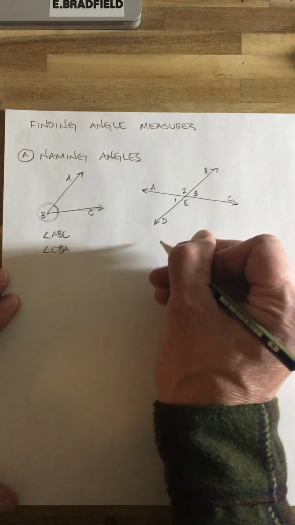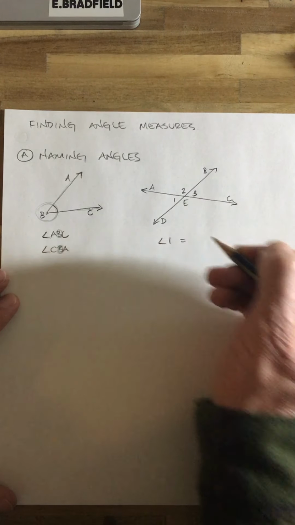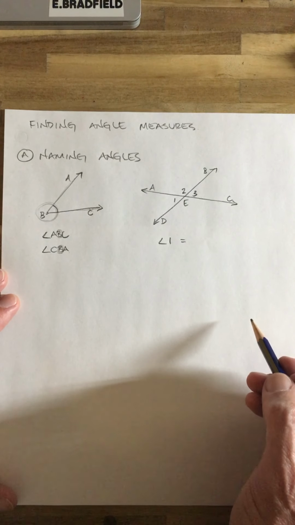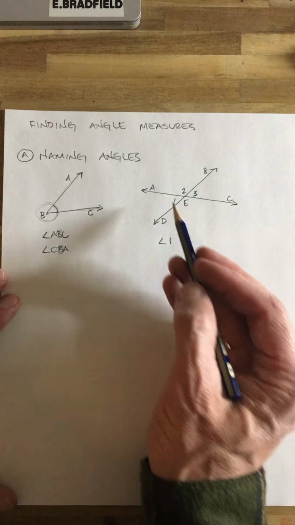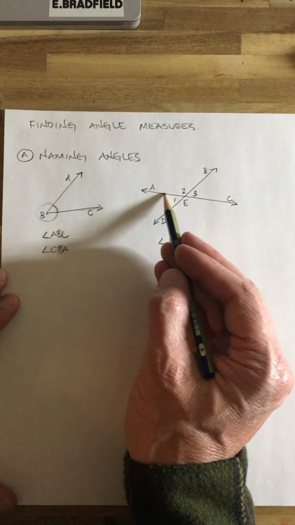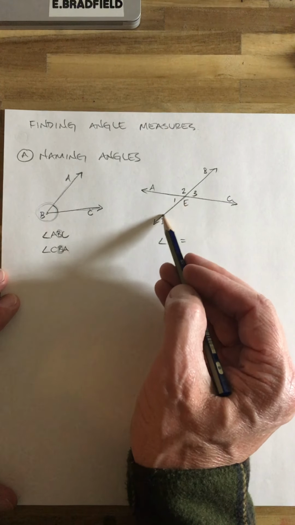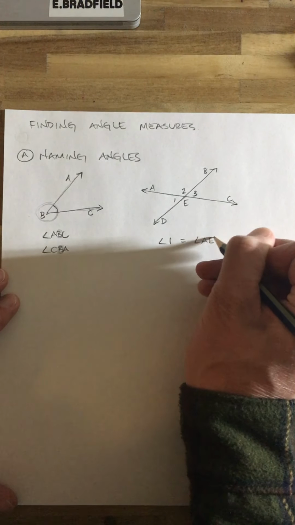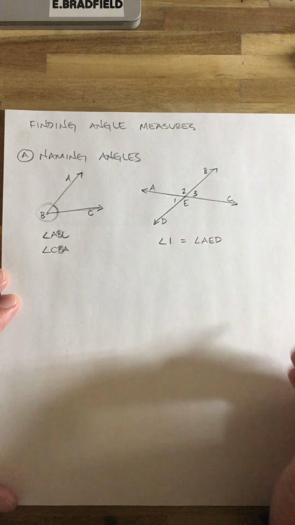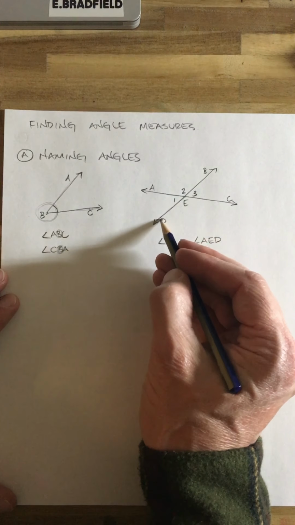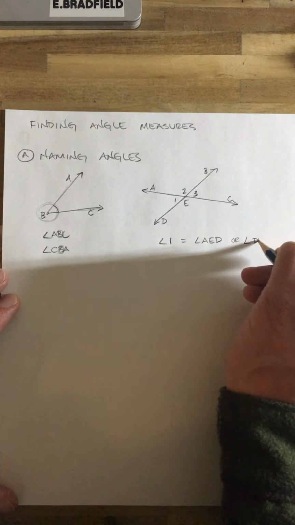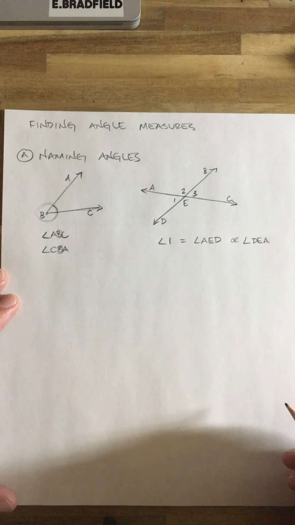So tell me what angle 1 is. Angle 1, okay, here's angle 1. What's another way to write angle 1 with letters? Okay, well, you can call it angle A, E, D, okay, so you could call it angle A, E, D, or you could call angle 1 D, E, A, so angle D, E, A, okay.